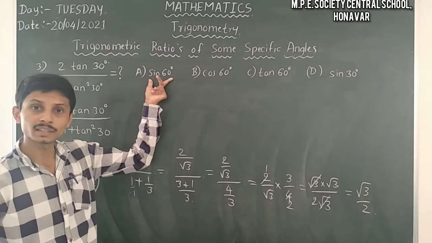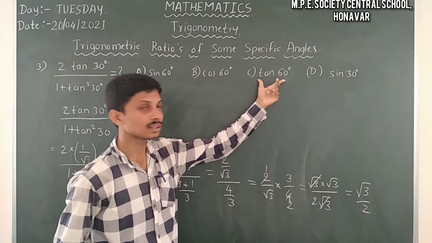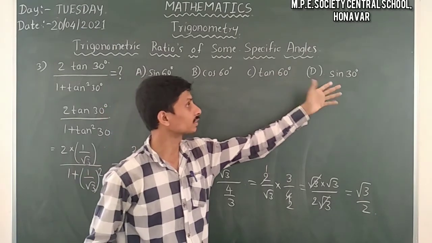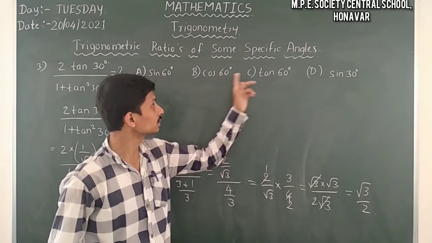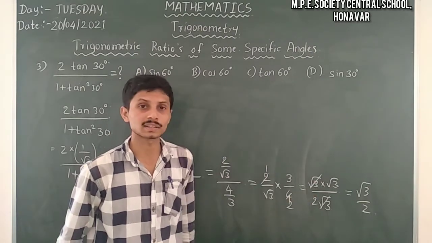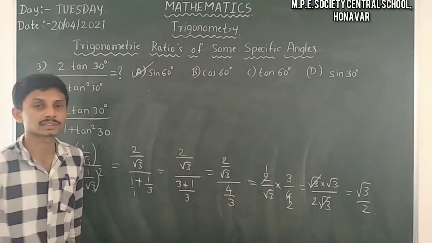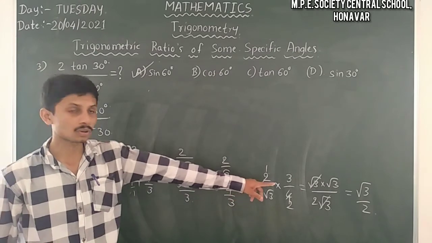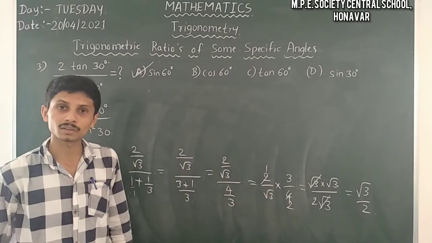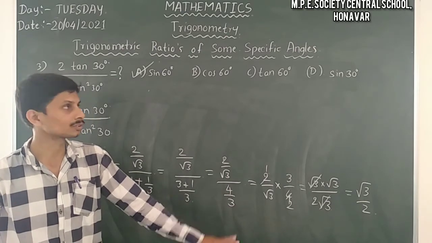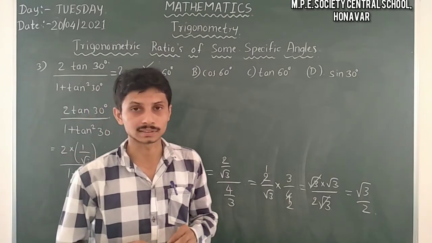So what is the value of root 3 by 2 here in this case? Sin 60 degree is root 3 by 2 and cos 60 degree is 1 by 2. Tan 60 degree is root 3, and sin 30 degree is 1 by 2. So these three do not match the result. So sin 60 degree, A is the answer. Because we got the value of the problem as root 3 by 2, and root 3 by 2 only matches sin 60 degree. That's why option A is the answer.